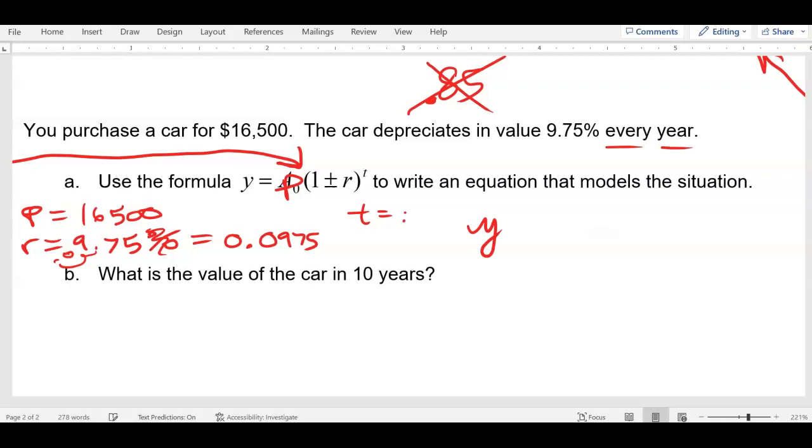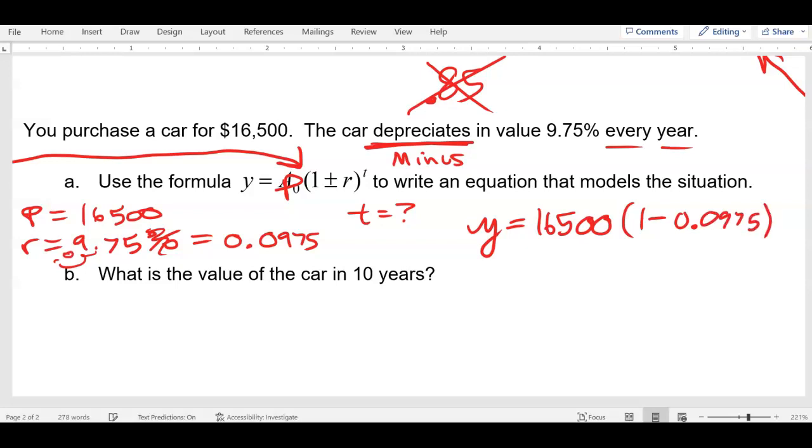Okay, so we're going to write this in. Y equals P, 16,500, parentheses 1. Now, is it adding or subtracting? Depreciate means minus or negative, okay? So 1 minus 0.0975 to the power of t. Cool?